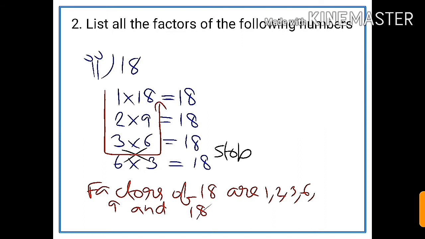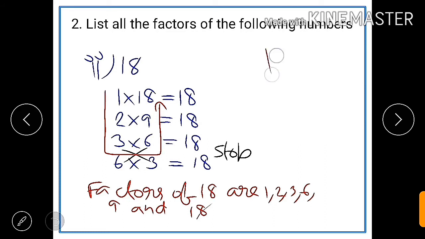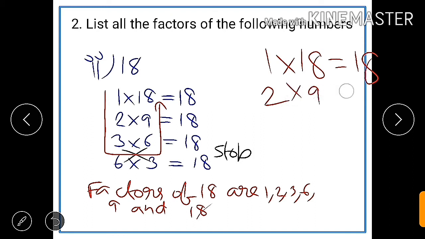So we will take the numbers from 1 to 10 and check whether these numbers can divide 18 exactly or not. We know 1 into 18 equals 18. Next we will check the next number, that is 2, whether 18 is divisible by 2 or not. We know 2 into 9, that is 18.